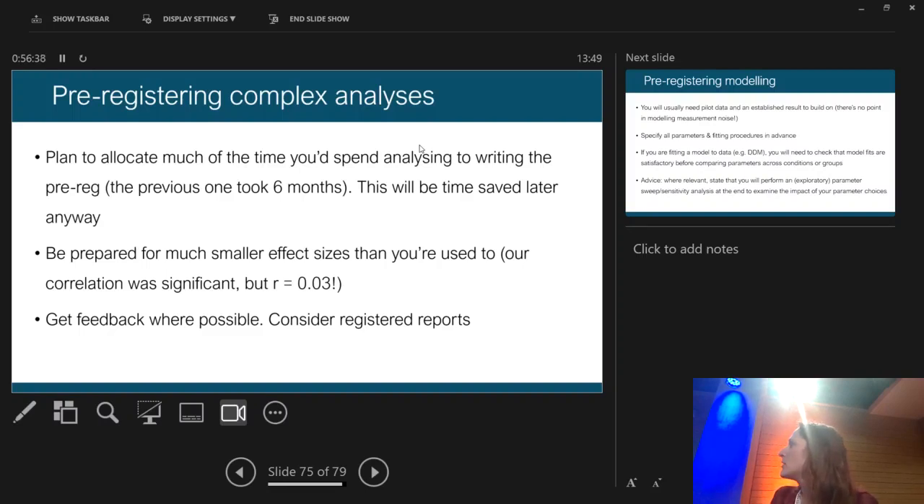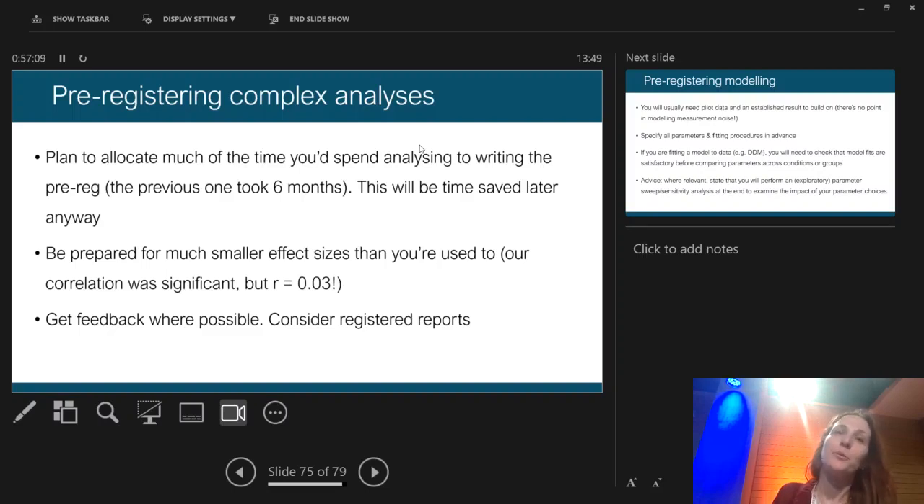You save that time. Be prepared for much, much smaller effect sizes than you're used to when you pre-register more complex things. So for that one, we had a correlation between two critical measures, so amount of time and amount of stuff. And it was significant and everything came out as we planned, but the Pearson's R was 0.03, which is really, really small.